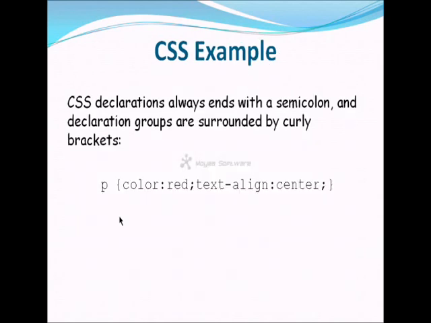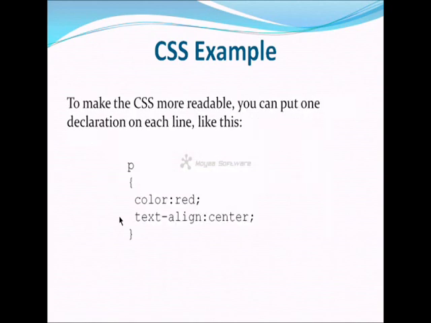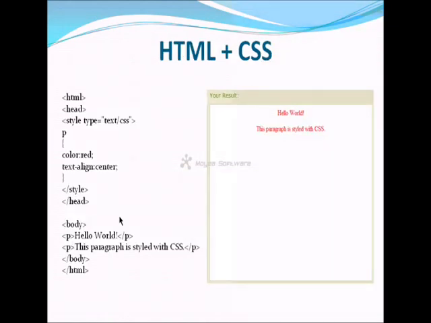So here's an example of CSS code. CSS declarations always end with a semicolon, and declaration groups are surrounded by curly brackets. To make the CSS more readable, you can put one declaration on each line like this. So it's an example of HTML code with CSS.